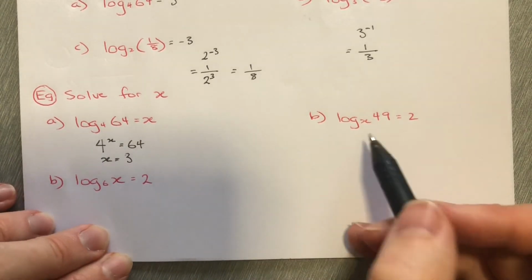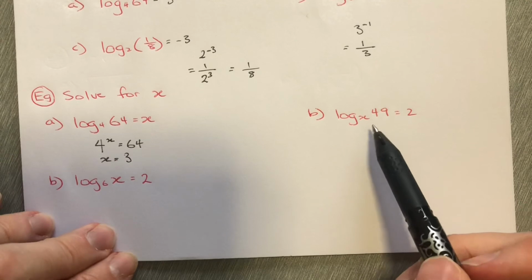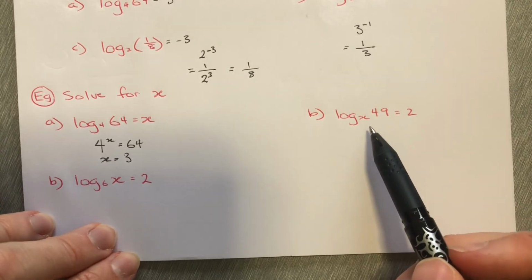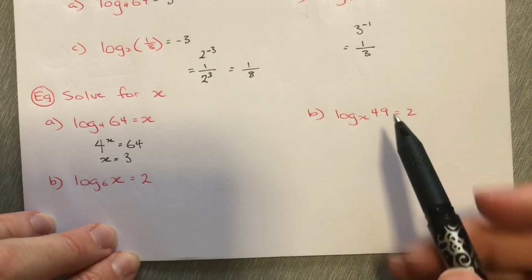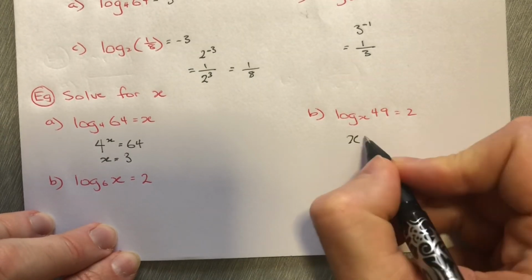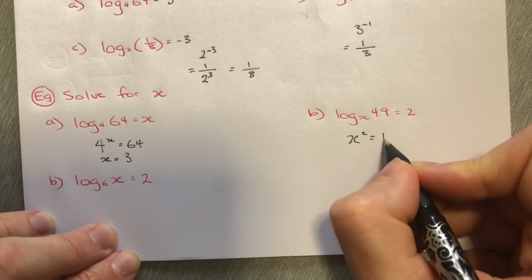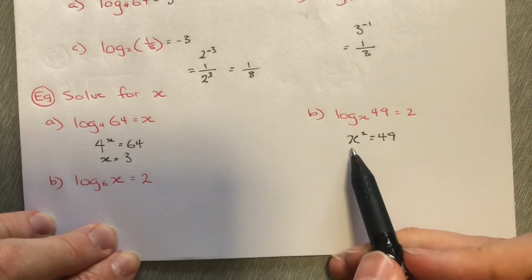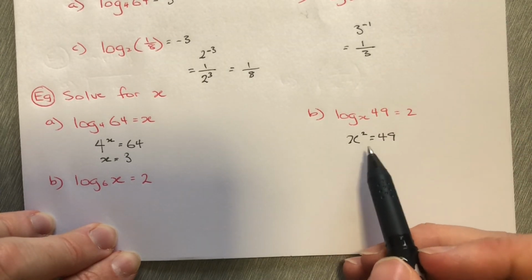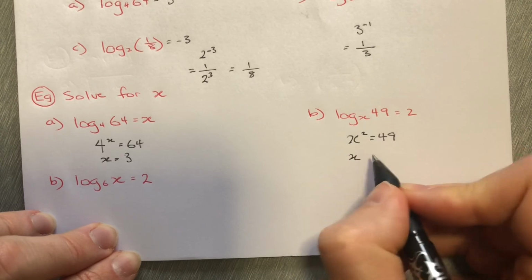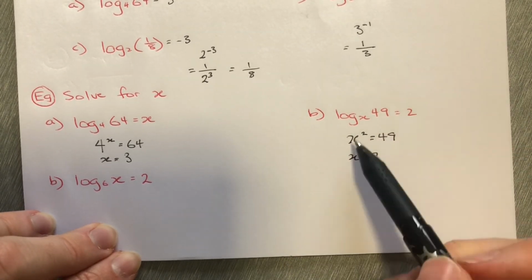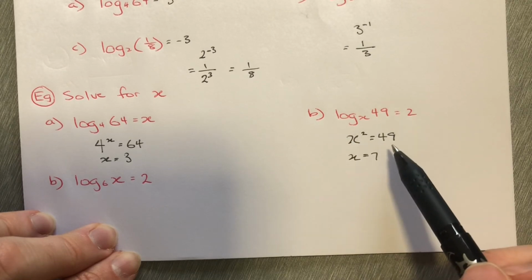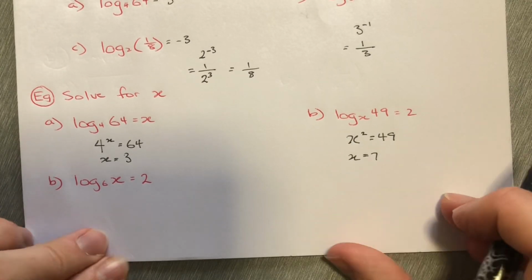Let's go to B. See how x is in a different spot now? So this is saying something to the power of 2 gives us 49. Now 7 squared gives us 49, doesn't it? So x has got to be 7. Or you could just solve this using your square root as well. So yep, we've done that one.